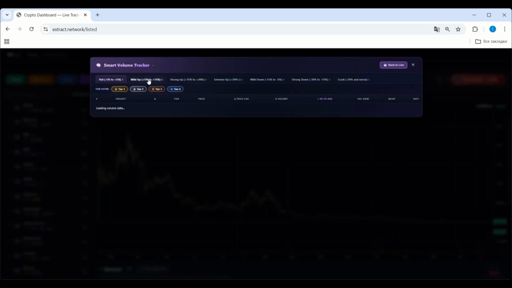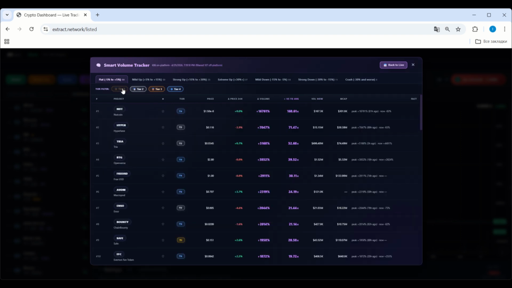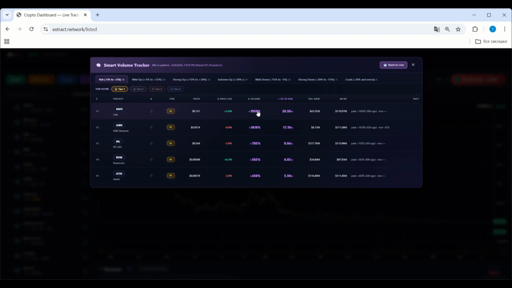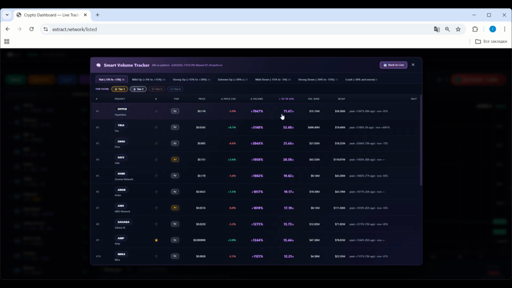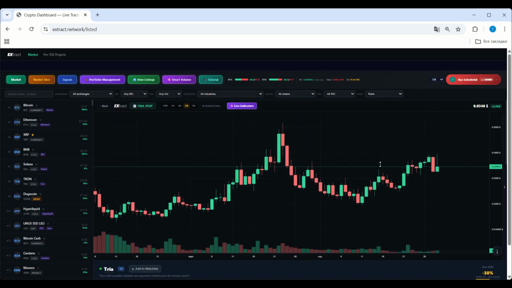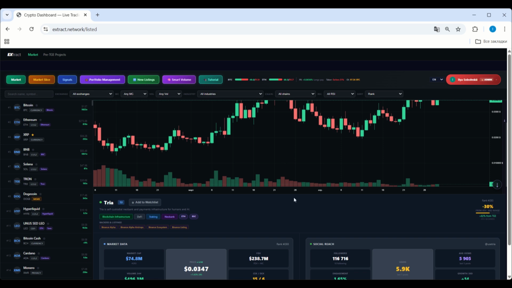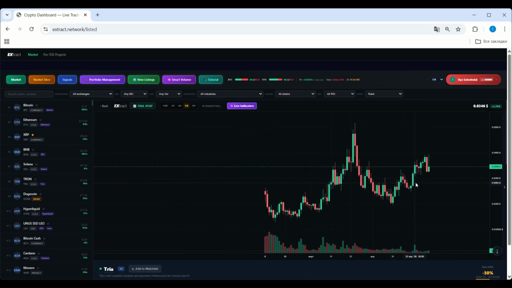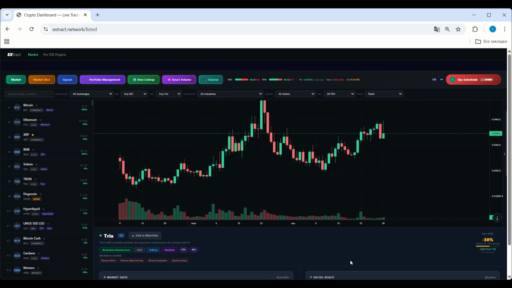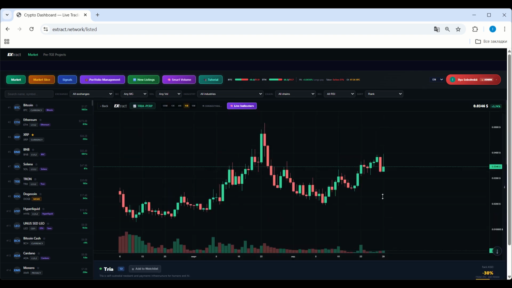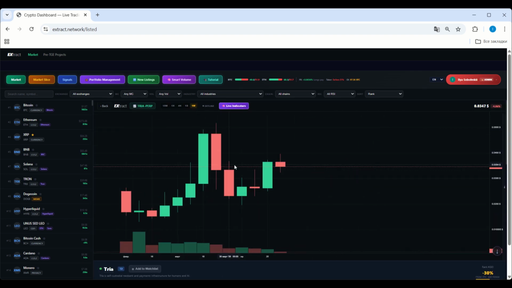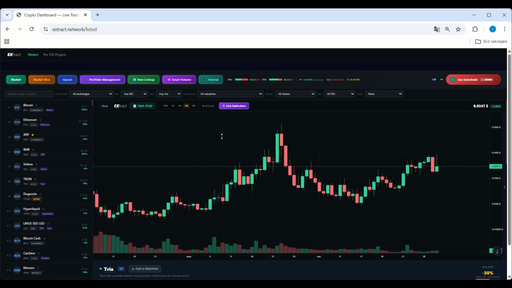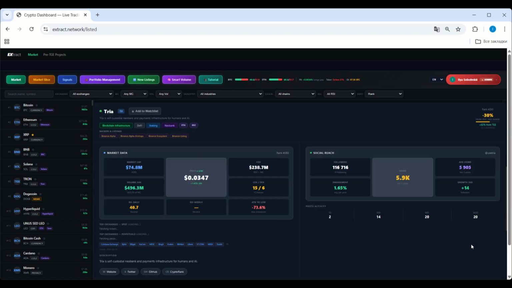Then you have smart volume, where you're able to see how big volume changes are happening on the market, like 20x, 70x from the current volume. So you can understand where the activity is right now on the market. For example, we open the TRIA, we see how the chart looks, and we can also see how the volume is being changed by different algorithms here. So this is how it works.